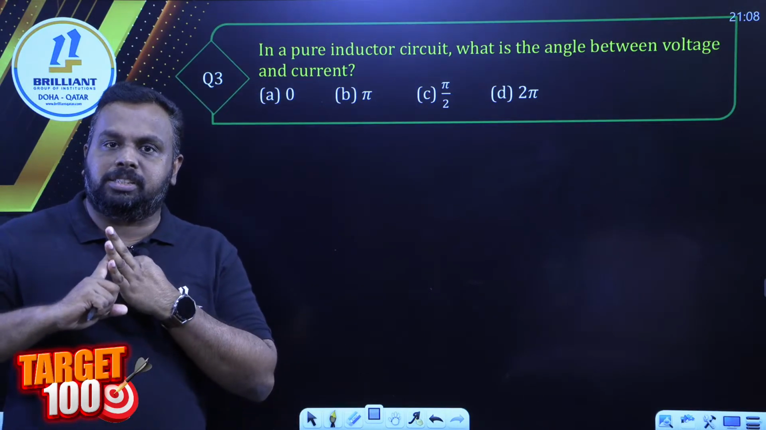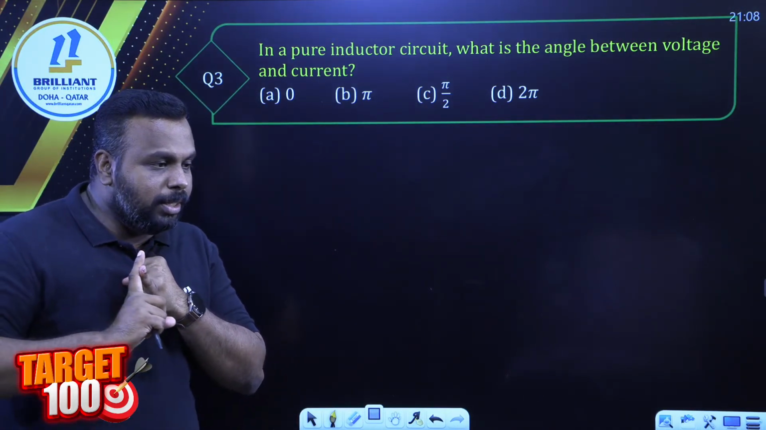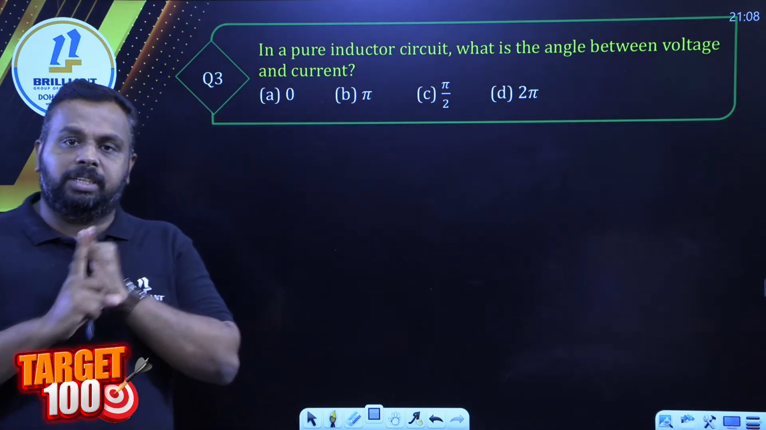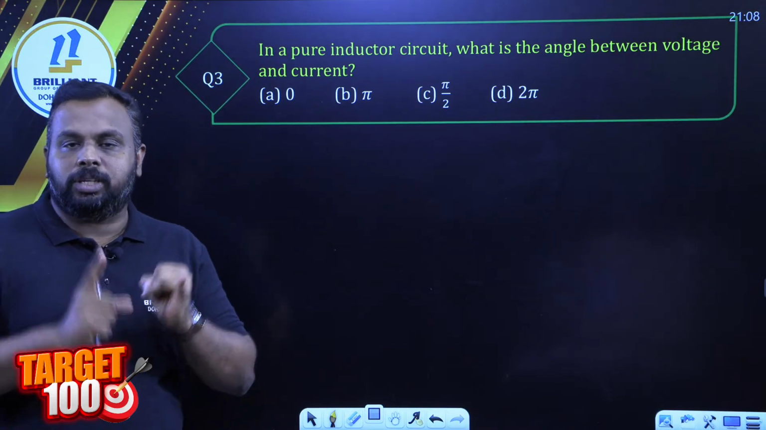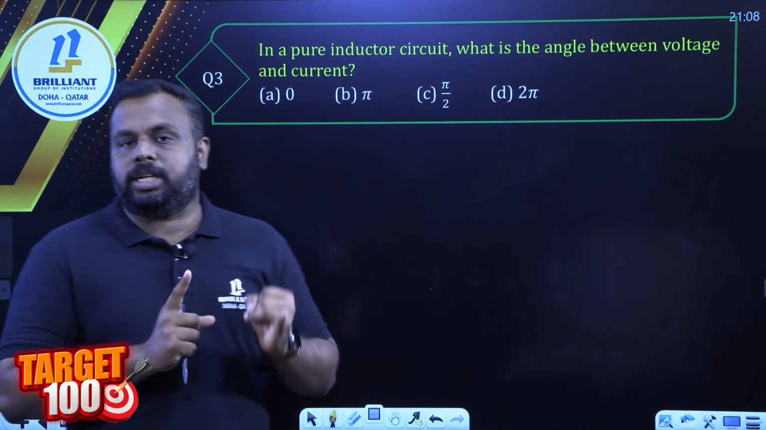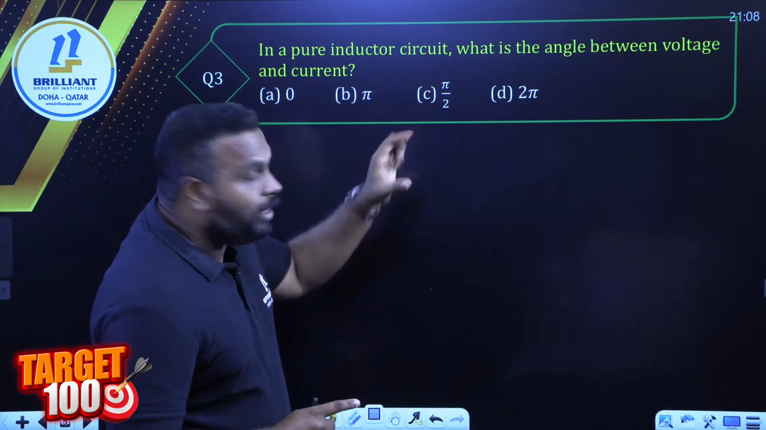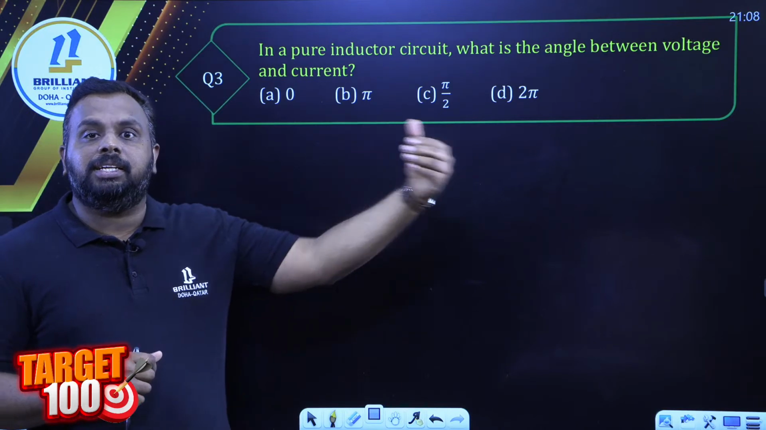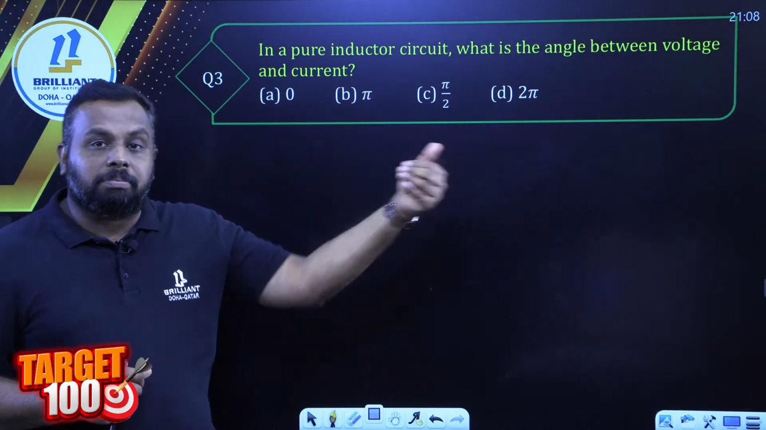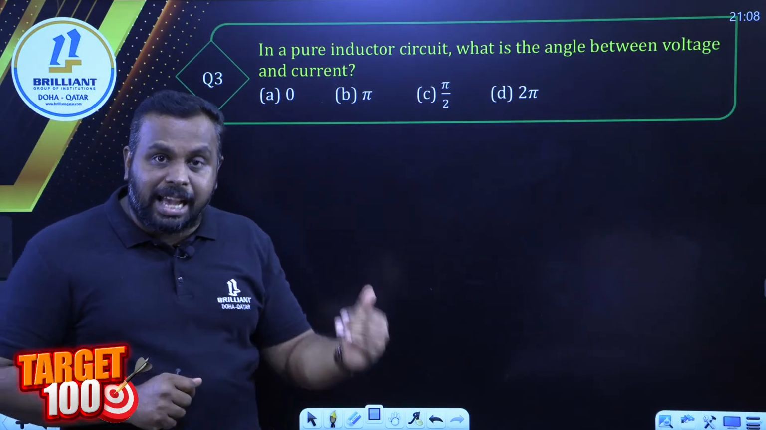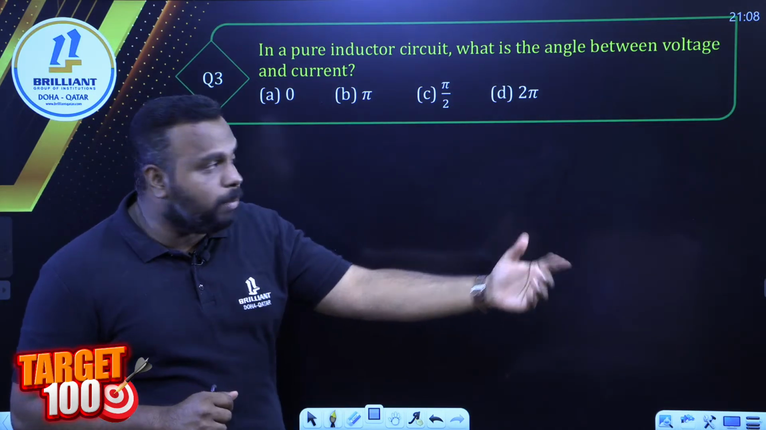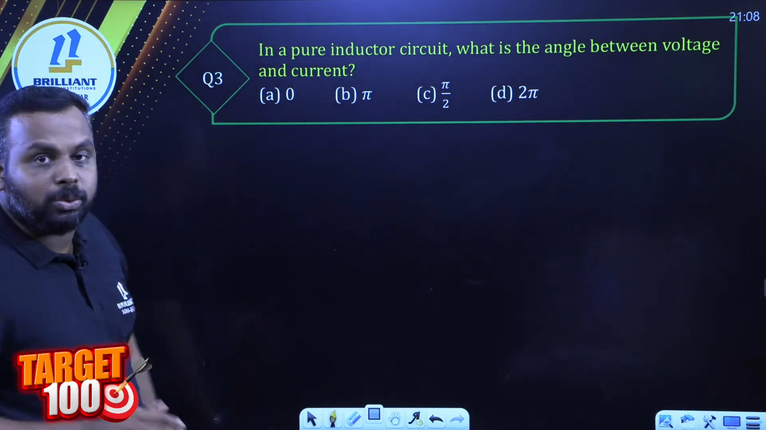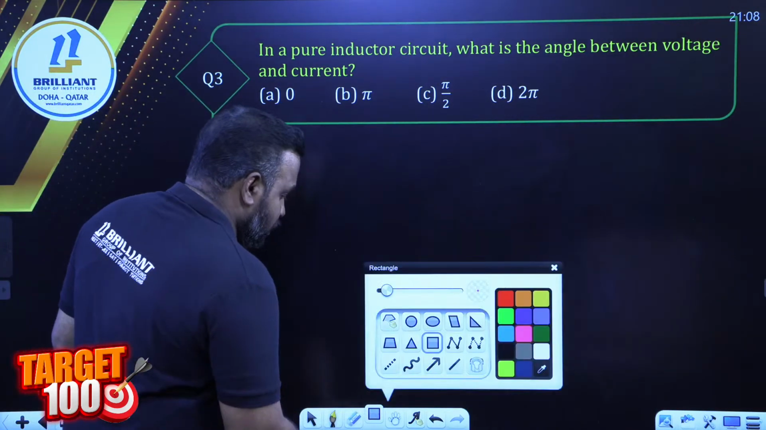We have 3 basic circuits. First one is resistor only. In a resistor only circuit, what is the phase difference between current and voltage? Yes, it is 0. In a resistor only circuit, current and voltage are in the same phase. In an inductor only circuit, if you remember, voltage leads the current by pi by 2. In a capacitor only circuit, voltage is lagging, that means current is leading by pi by 2. So here they are asking just the phase difference. What is the answer? Pi by 2, 90 degrees. Isn't it? Yes.